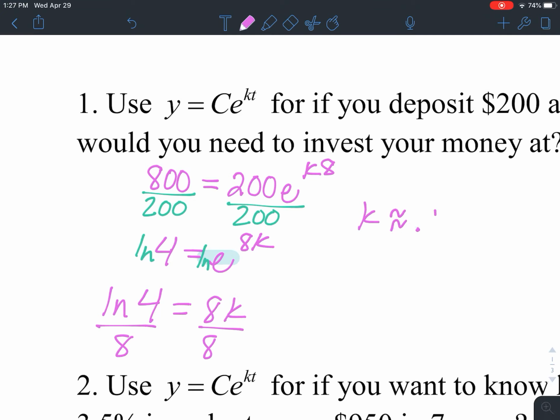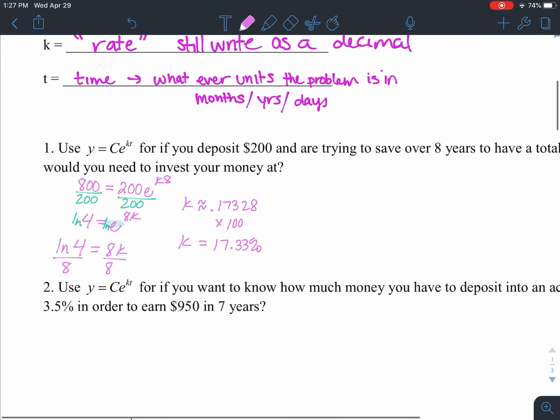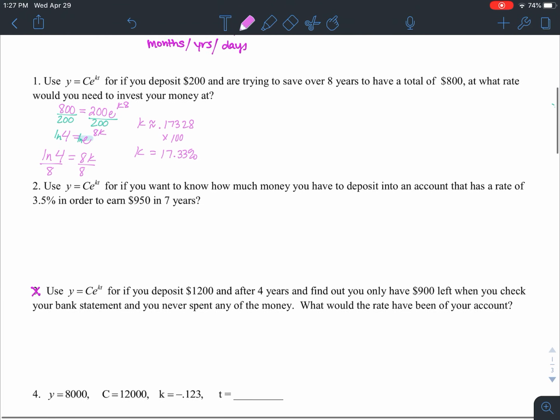You should get k to be approximately 0.17328. That is not how I want your final answer written, and I will take off for that. I want you to then multiply by 100 to write it as a percentage. So k, your rate, is about, and round to the nearest tenth or hundredth, let's do 17.33%. There you go. Easy peasy, just like what we were doing before.